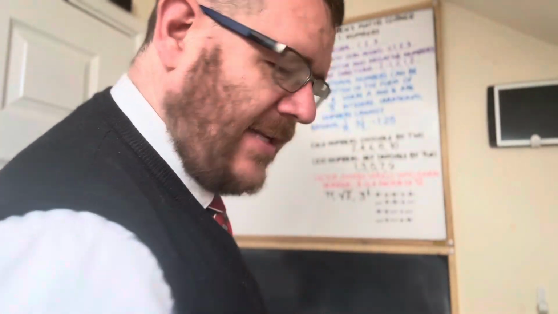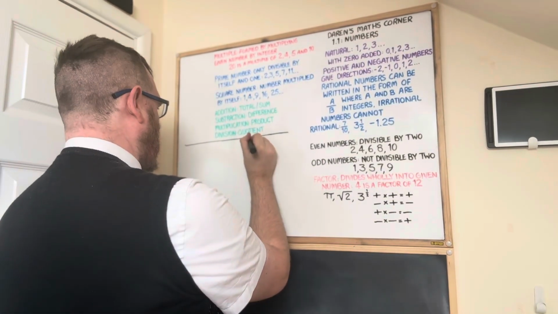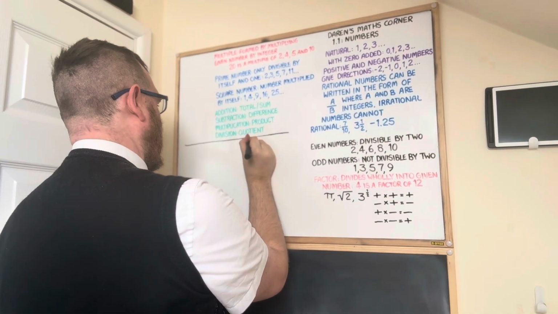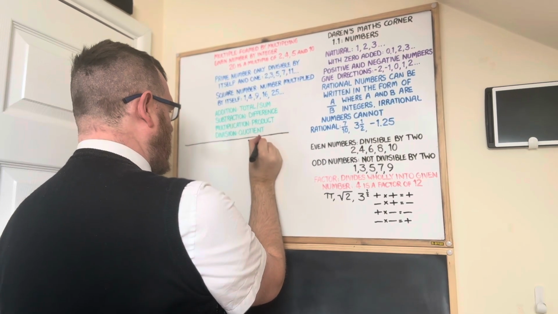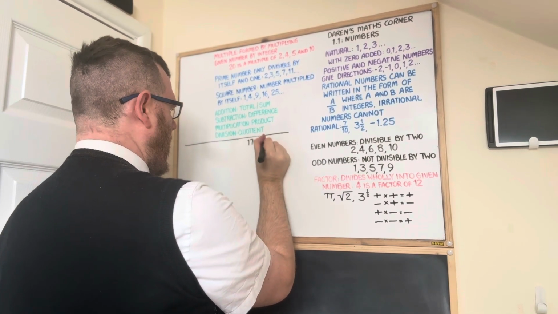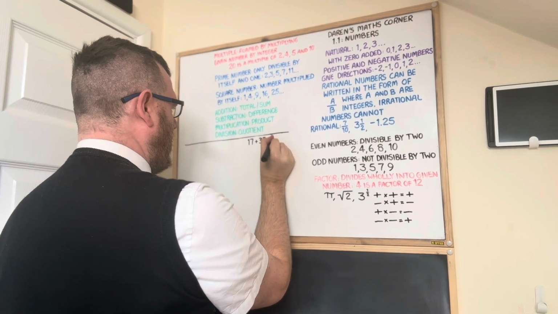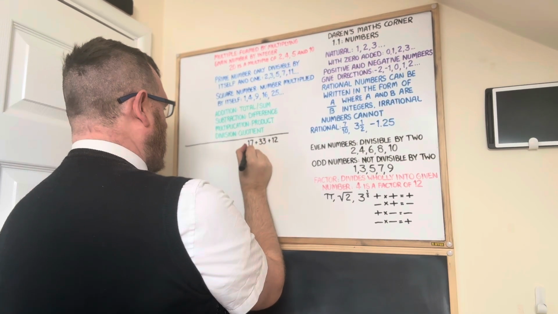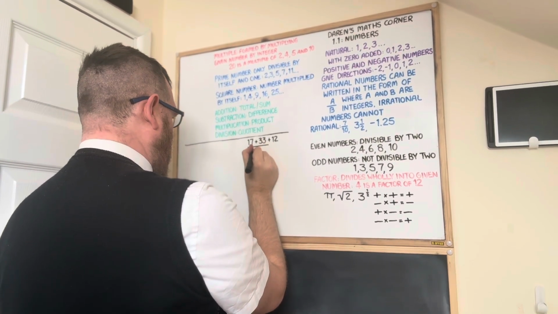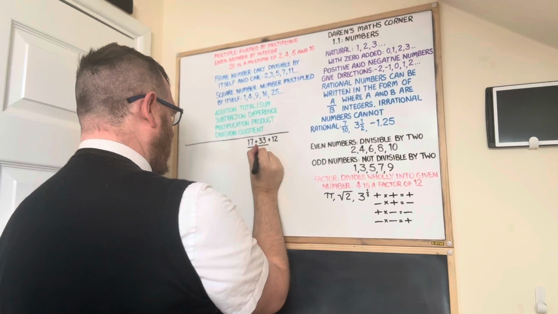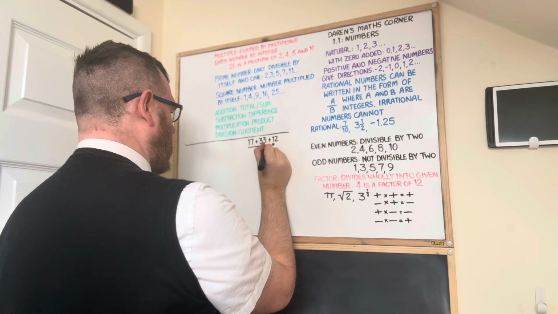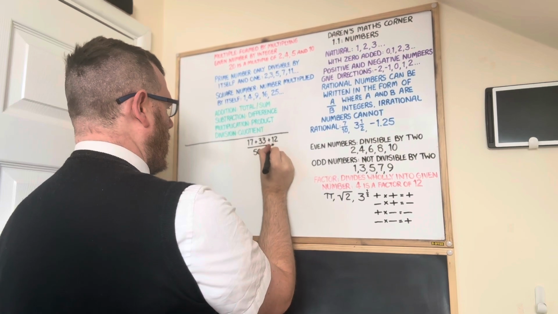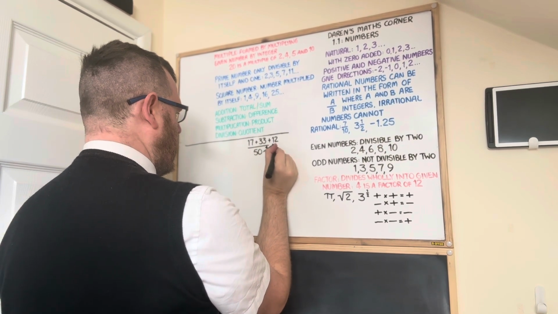Is add 17 plus 33 and 12. So we do that one first, that's 50. And then we'll add that one afterwards, which is 62.